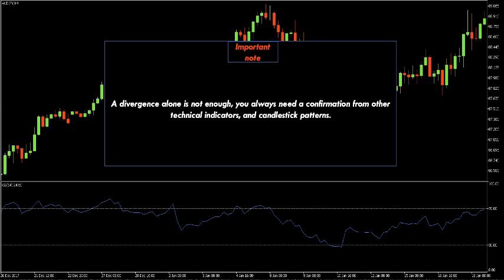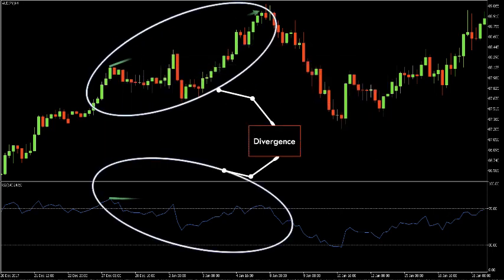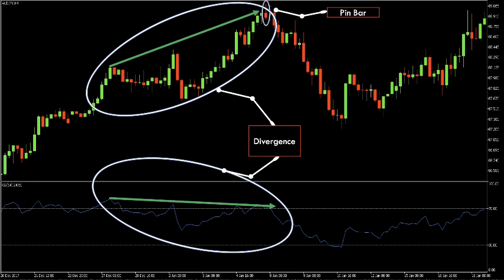To explain how to use candlestick patterns in combination with divergence, look at this chart example. We have a clear divergence between the RSI and the price. The formation of this pin bar candlestick pattern indicates rejection, which means that a reversal is about to happen. So here in this example, we have the divergence between price and the RSI indicator, and we have this pin bar that confirms the trend reversal.